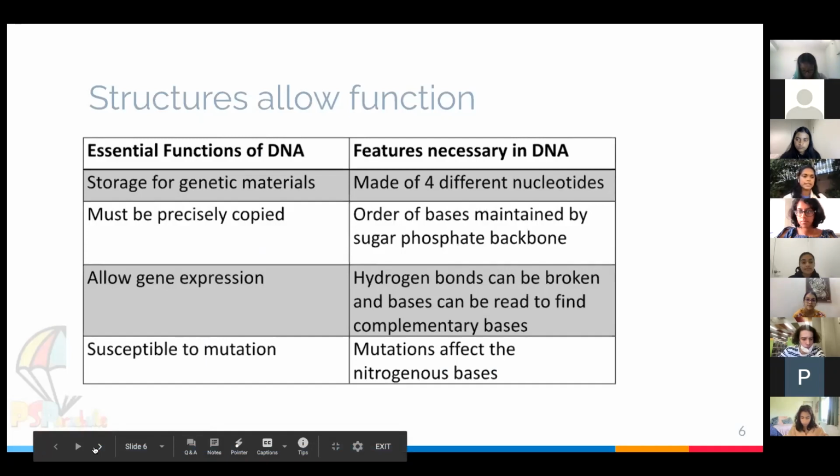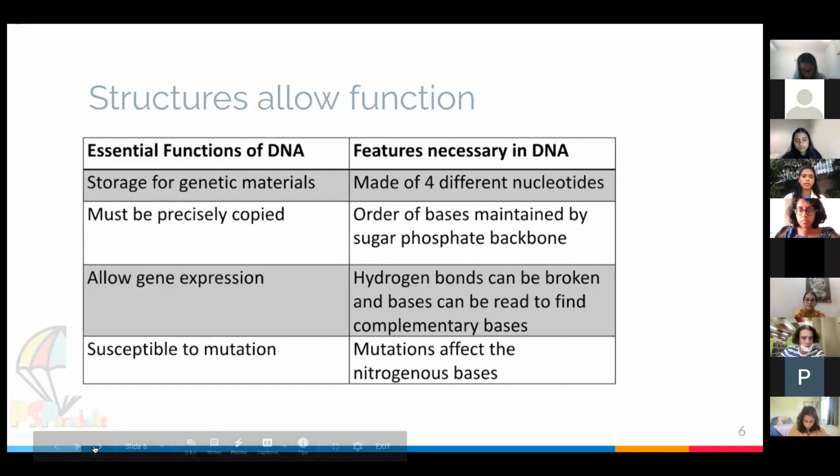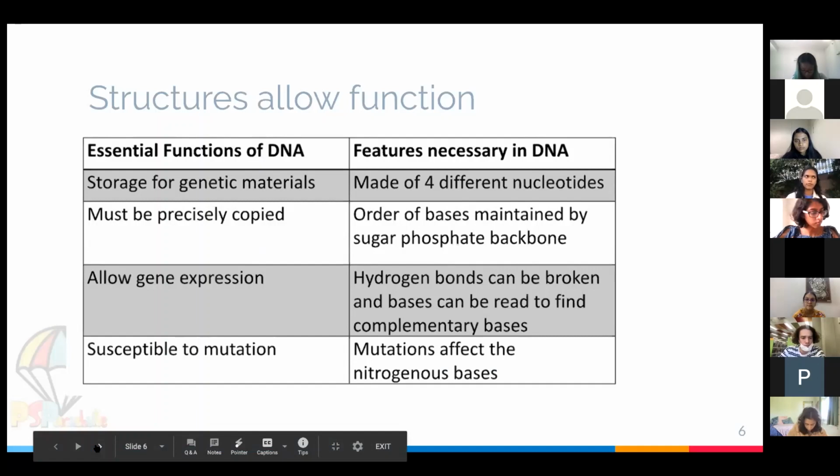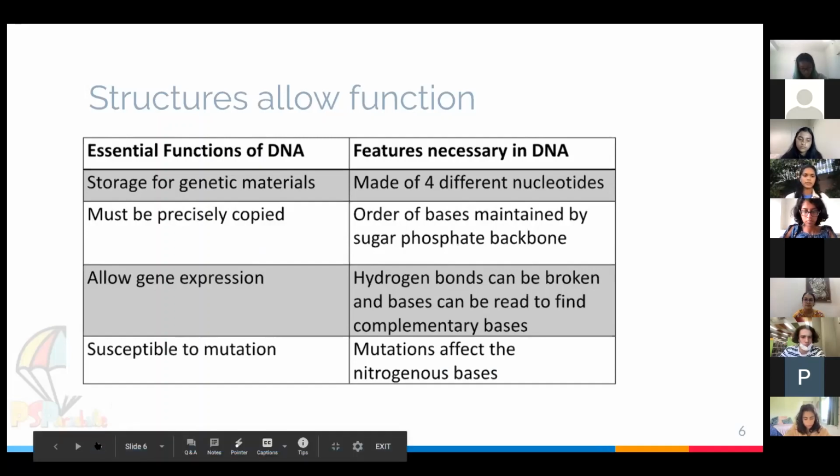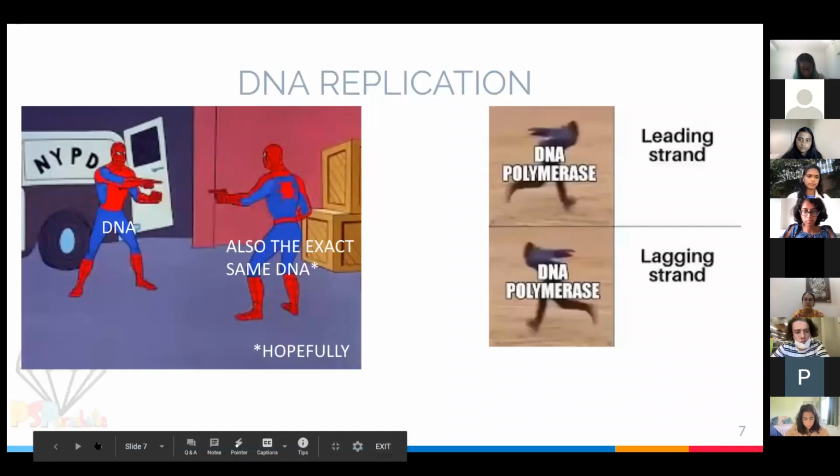just very quickly, these are the structures that actually allow the DNA to fulfill its function in the cell. So this is a pretty good table here. The 4 main functions of DNA are to store genetic material, to be able to be replicated, it should allow for gene expression, and it's susceptible to mutation. And you can see on the right side of the table there the features that allow that to happen. So DNA replication.